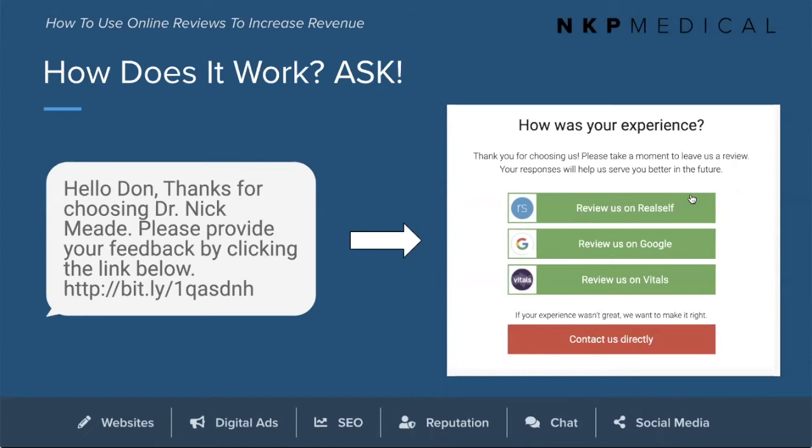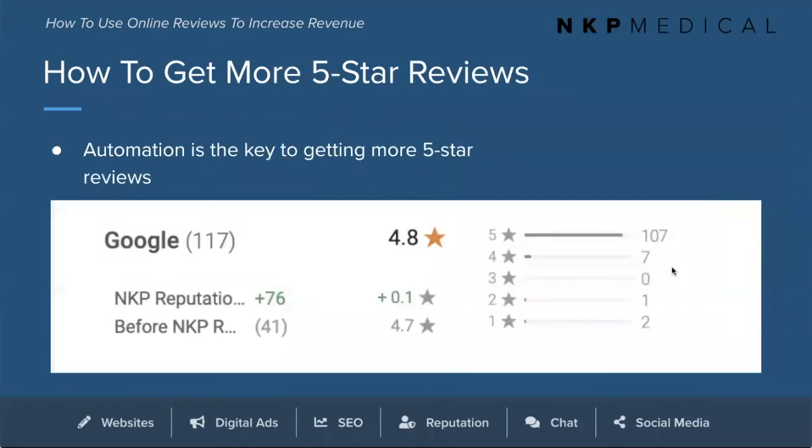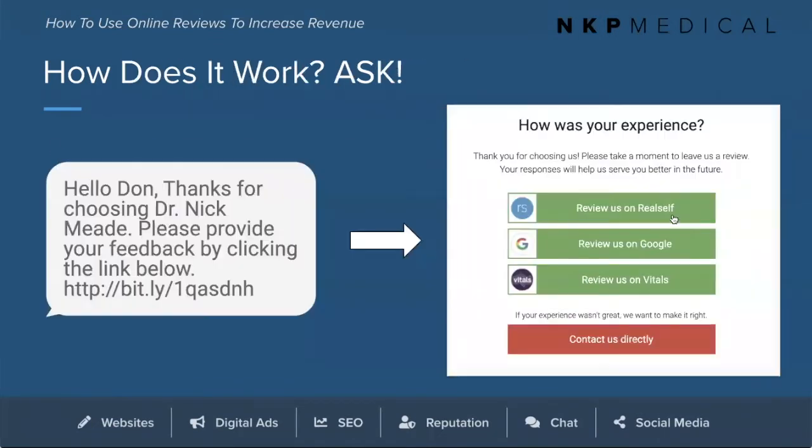The way that we think is best is not somebody in your office asking people to do it. We think the best way is to send your patient a text or an email that prompts them and asks them to leave a review about their experience with you. By doing this, you're making it really simple for the patient to leave a review. Keep in mind, this is one of the most important parts: you have to make it really easy for people to leave reviews. If you just ask somebody in the office, then they have to figure out where they're going to leave the review. They have to think about what they're going to say.